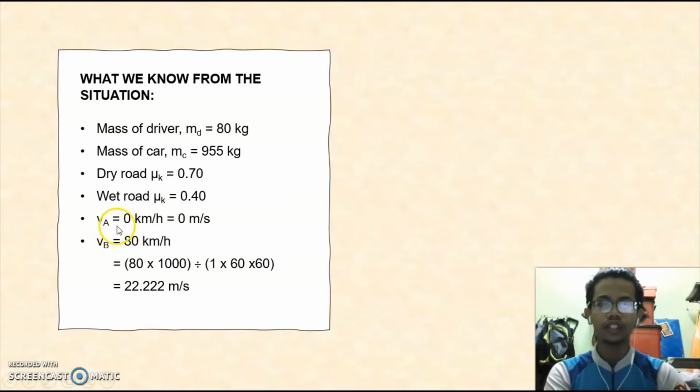So next, this velocity is shown when the car is not moving, so we can say it's equal to 0 km per hour or 0 meters per second. The velocity v will show when the car is moving. So we put the velocity v equal to 80 km per hour, and when we convert it to meters per second, we get 22.222 meters per second.